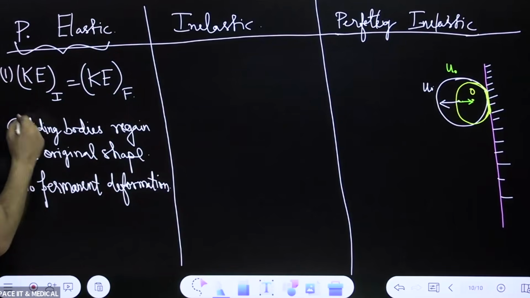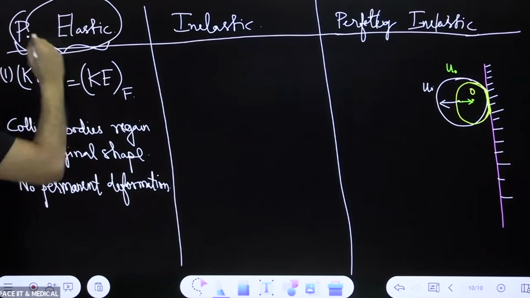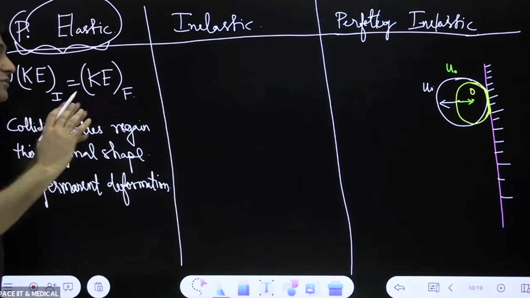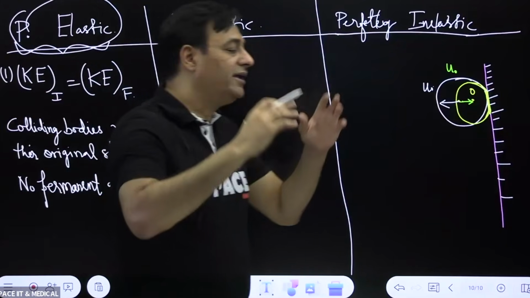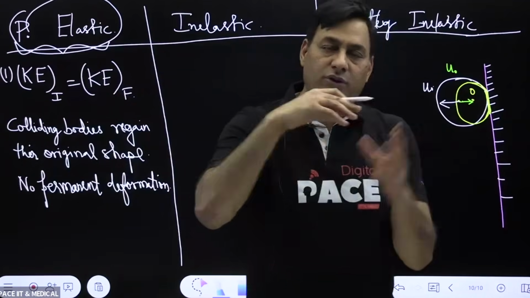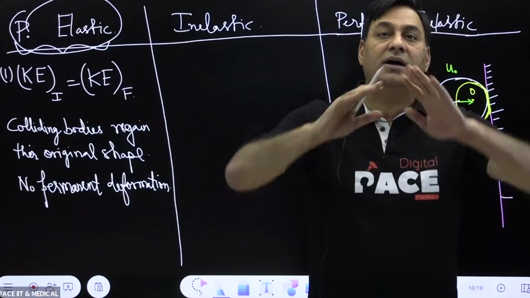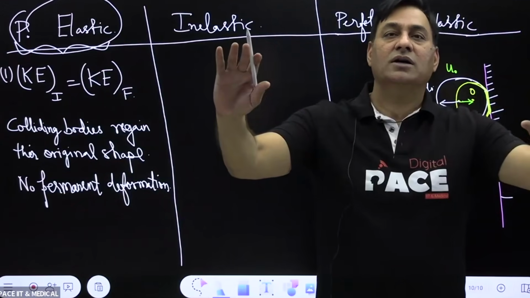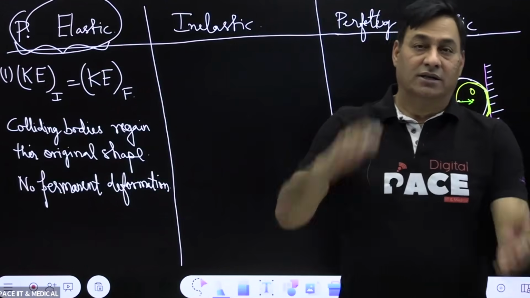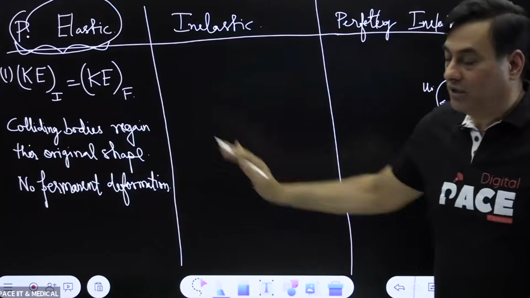Now, this is how we understand perfectly elastic or elastic collision. In an elastic collision, the bodies get deformed during the collision. The energy may be converted from one form to another during the collision, but after collision, the bodies regain their original shape and there is no loss of kinetic energy. This is called perfectly elastic collision. Everyone should note it down.